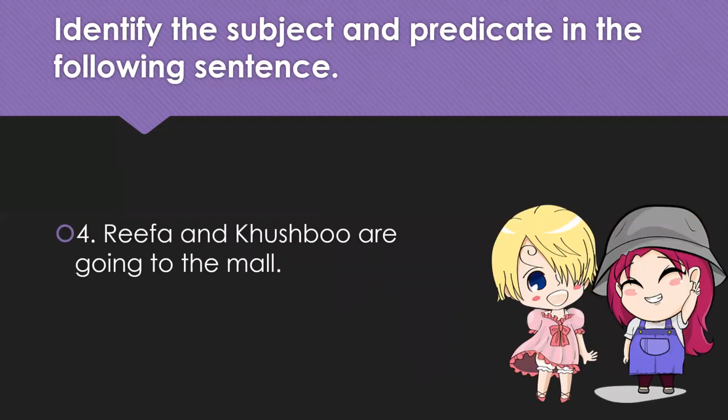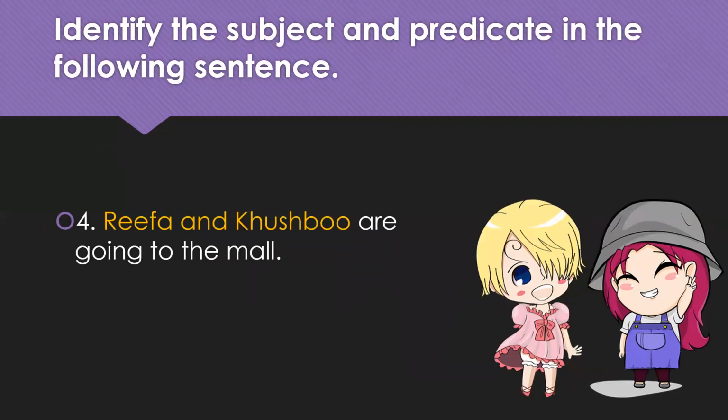What about this sentence? Rifa and Kushbu are going to the mall. Identify the subject and the predicate. And be careful. The answer? I hope you got it right. Rifa and Kushbu, of course, makes up the subject. And are going to the mall is the predicate.